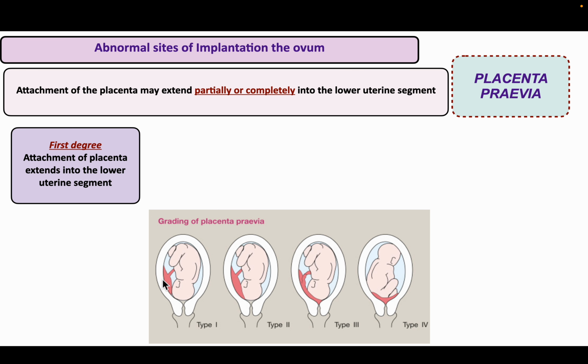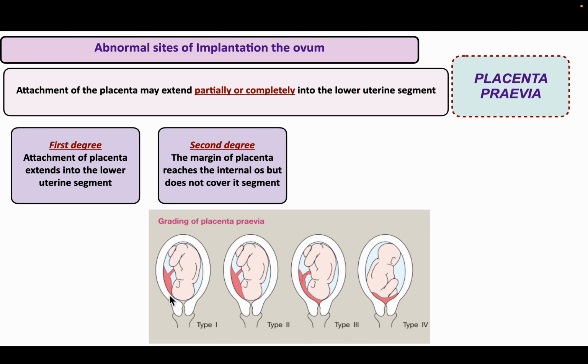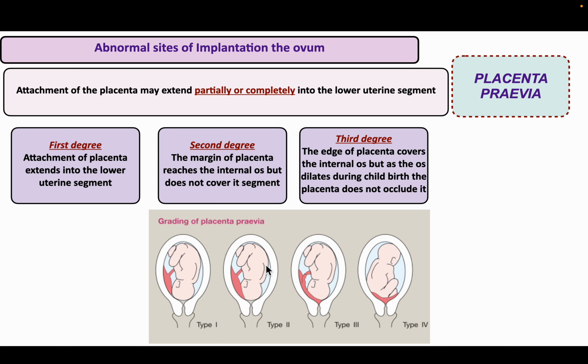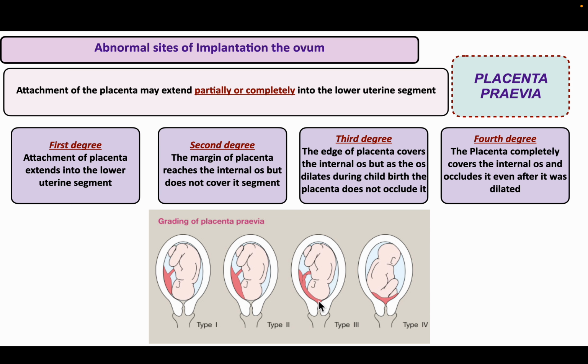This is the first degree, in which the placenta is extending into the lower uterine segment. In second degree, the margin of the placenta reaches the internal os but does not cover it. In third degree, the edge of the placenta covers the internal os, but when dilatation of the os happens, the placenta does not occlude the internal os. In fourth degree, the placenta completely covers the internal os and occludes it even after it is dilated.